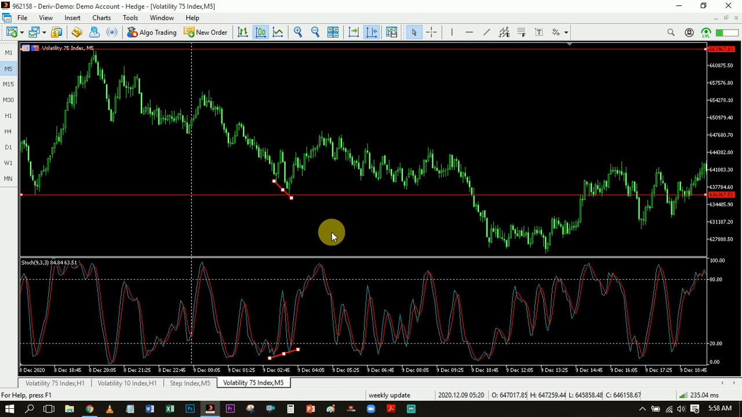For instance, this particular strategy I'm teaching you uses the previous day high and the previous day low to trade in the next day. But after you've spotted reactions around that price level, the next thing you do is you check your stochastic if it's overbought or oversold at that level.